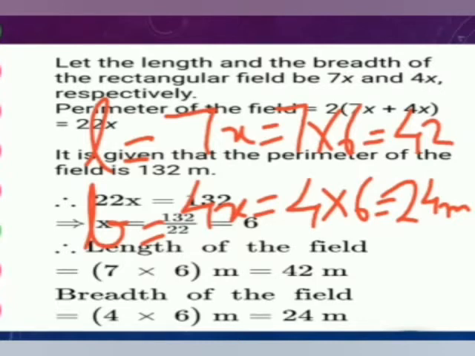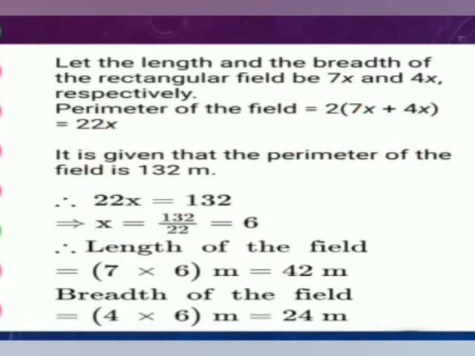I hope you have understood this question. Now let's proceed with the next question.